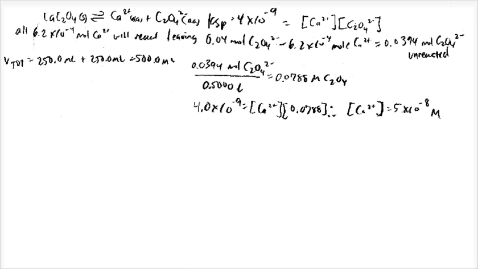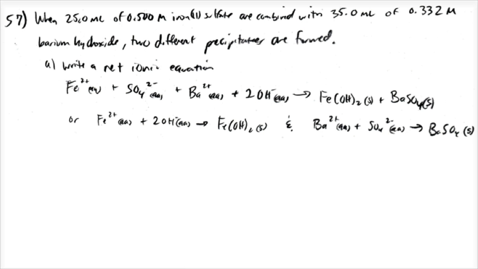Alright, problem 57 is rather involved, so let's take a quick look at it. You're dealing with 25 milliliters of 0.5 molar iron sulfate and 35 milliliters of 0.332 molar barium hydroxide. You're told two different precipitates are formed. You're asked to write a net ionic equation. Here is a quick look at your net ionic equation. You can write it as one giant thing or break it up into two separate pieces. I think the two separate pieces is probably a little easier to see.